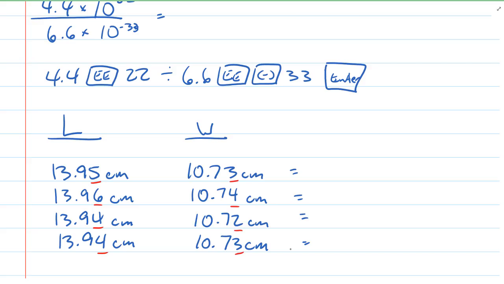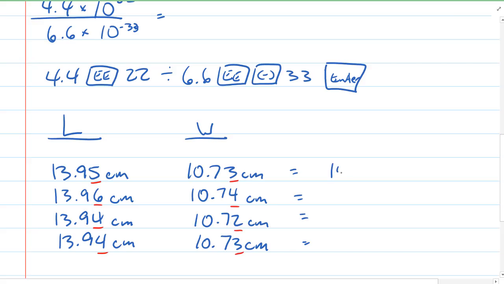So let's go ahead and calculate the area. If we calculate the area given the length and width, what operation are we going to use? Adding or multiplication? Multiplication, all right? So we need to multiply these two together. Let's calculate the area for each one. Write down all of the digits that your calculator gives you. So I'm going to take 13.95 times 10.73.